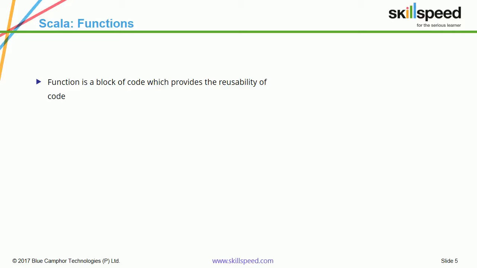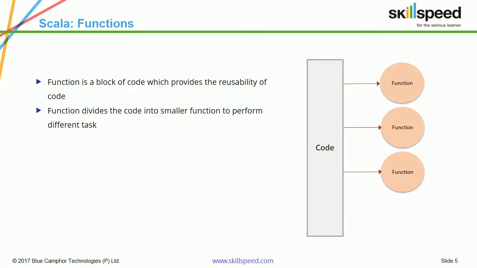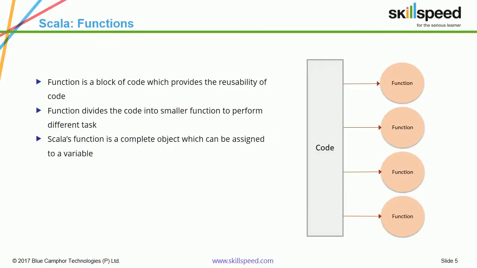A function is a block of code which can be reused. Now, a function can be divided into smaller functions to perform repetitive tasks. Scala's function is a complete object which can be assigned to a variable. One of the core concepts in Scala is that functions are treated as first-class citizens. This is a founding pillar of the typical functional programming language. That means just like passing a parameter to a function, you can even pass an entire function into another function.